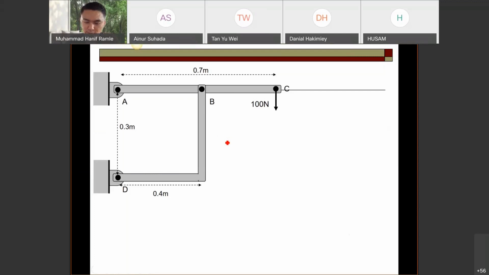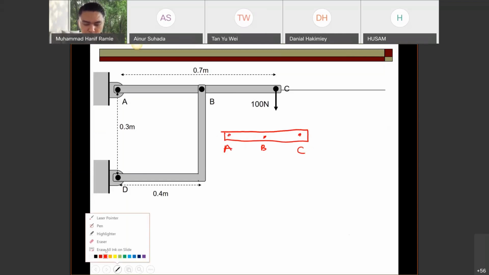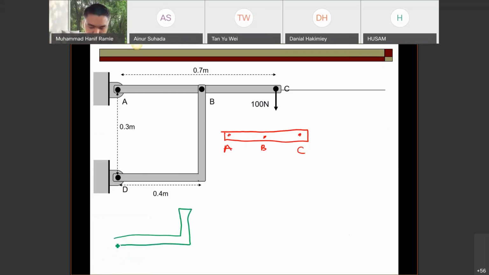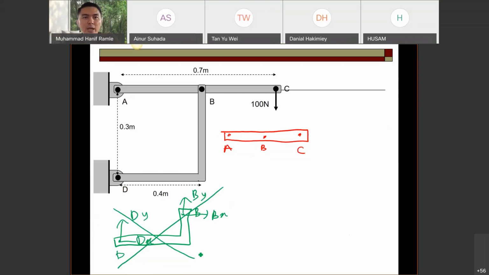Let's say I draw ABC to make a better explanation. A, B, C. Of course, BD cannot, you don't have the known value there. Never mind, I just explain. BD, you don't have known value there. You only have BY, BX, and DY and DX. So this one cannot, because all of them are unknown values.